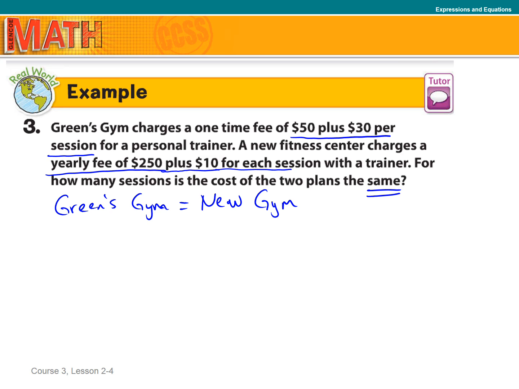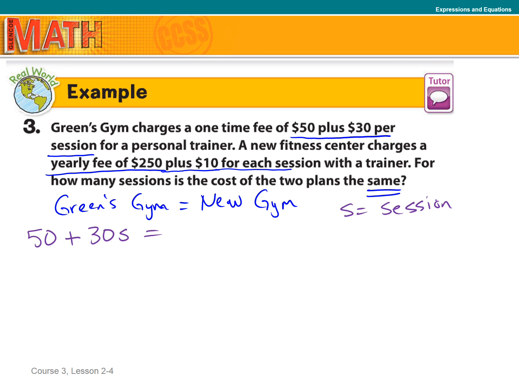So let's start with Green's Gym. They tell us that it's $50, a one-time fee, so they're going to pay $50 no matter what, plus $30 per session. I'm going to use S for session. S is equal to session.